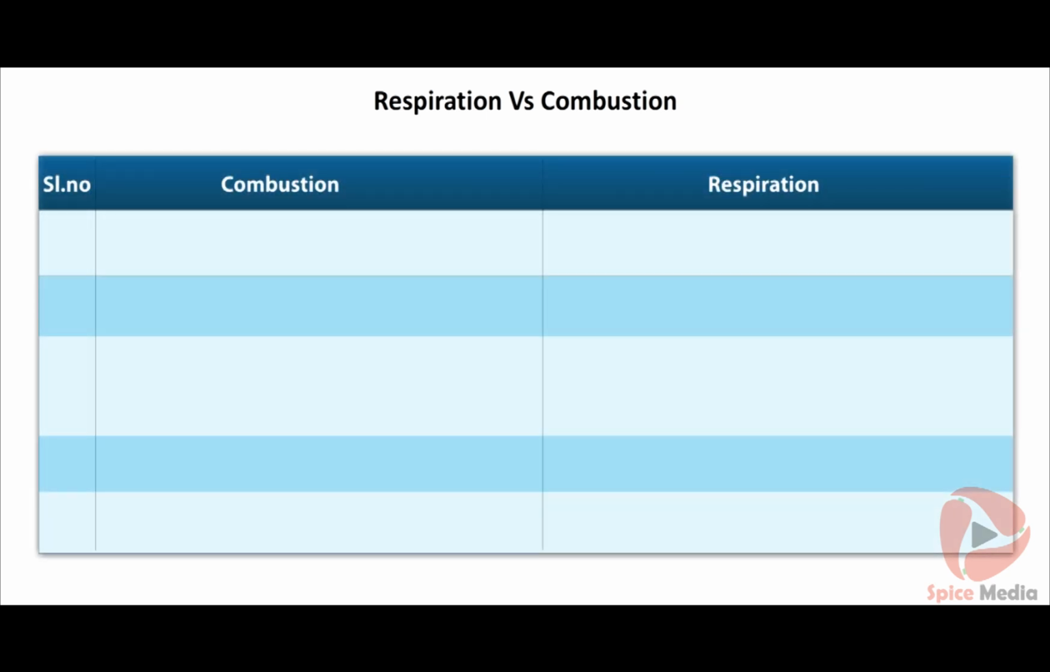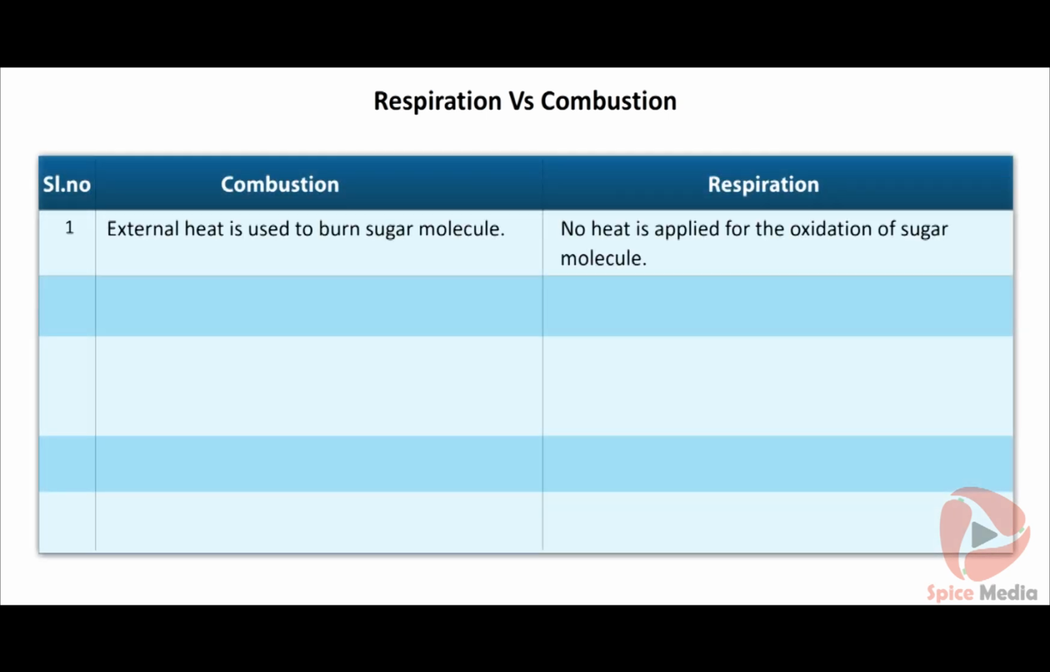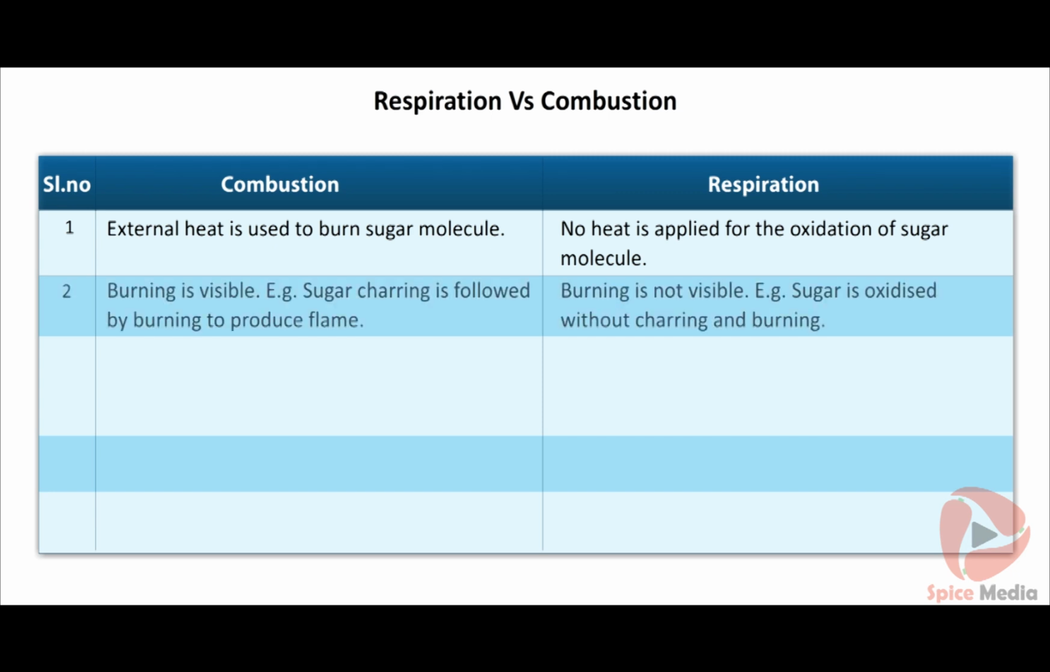Comparison of respiration with chemical combustion. External heat is applied during combustion to burn sugar molecules, but in respiration, no heat is applied for the oxidation of sugar molecules. During combustion, burning is visible. Example, sugar charring is followed by burning to produce flame. Burning of glucose molecules is not visible during respiration. Example, sugar is oxidized without charring and burning.